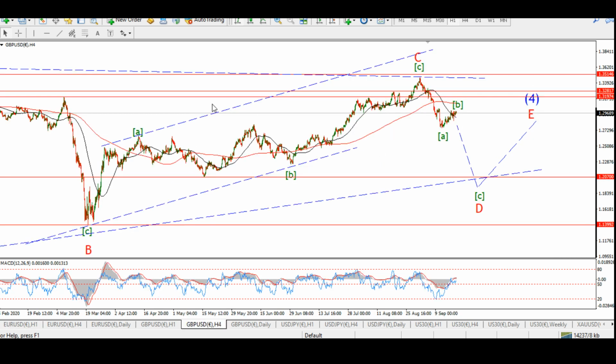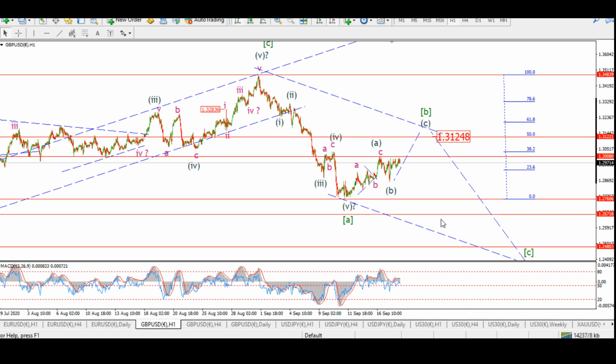Okay, the cable, same thing. We're kind of working sideways in a triangle scenario. Wave B doesn't seem complete just yet. So this is an ABC decline in wave D, and then we'll head up again in wave E. Going on the hourly chart, you can see here that we had a 3-wave pattern higher in wave A, some sort of a 3-wave decline in wave B. Could be just a simple flat down in wave B, and then a spike higher again yesterday to be in what should be wave C up.